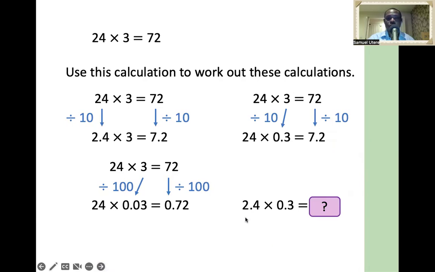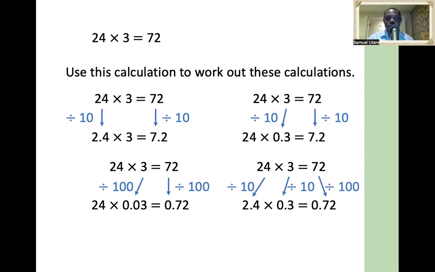This one is 2.4 times 0.3. Well, it seems nothing is the same. 2.4 is different from 24, and 0.3 is different from 3. But what you notice is we have divided 24 by 10 and 3 by 10. To divide by 10 and to divide by 10 again means your answer will be divided by 100. So your answer will be 0.72.